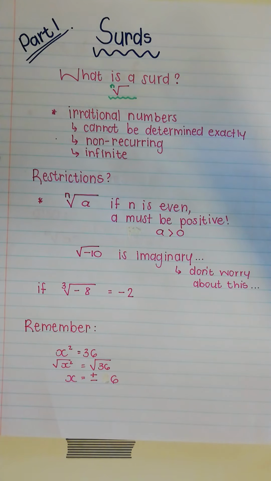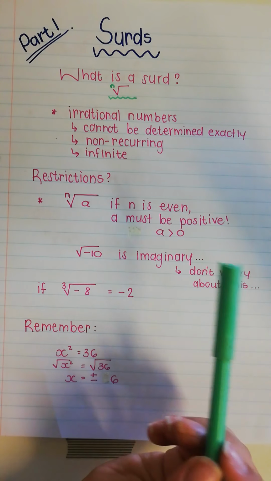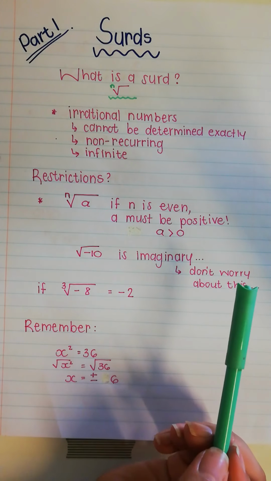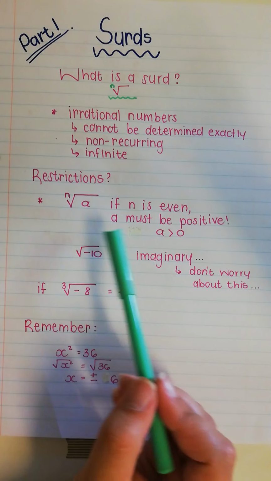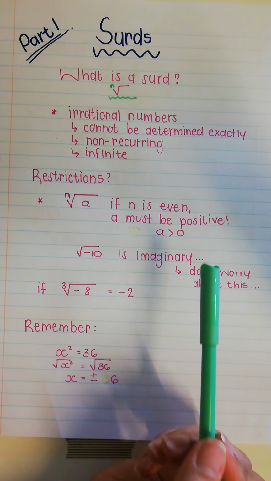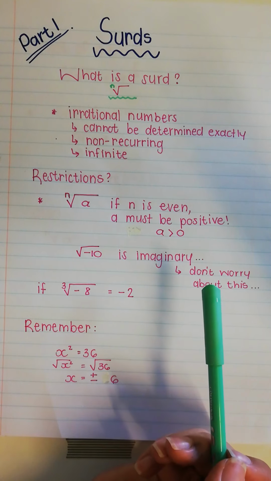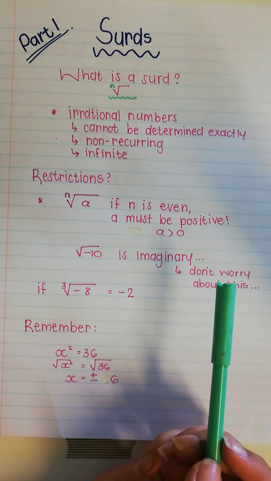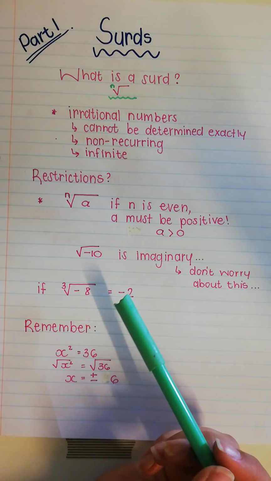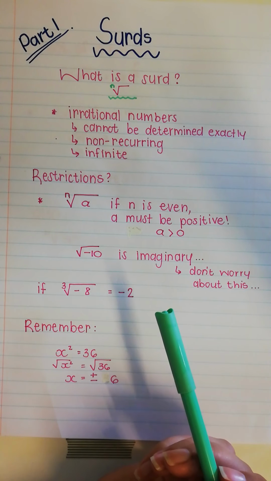Okay, so a surd is an irrational number, which means it cannot be determined exactly. It's non-recurring, meaning there's always a random number, it's not a recurring number. And then it's infinite. It goes on and on and on. Pi is a good example of that. It's non-recurring and it's infinite. So that means it's an irrational number.